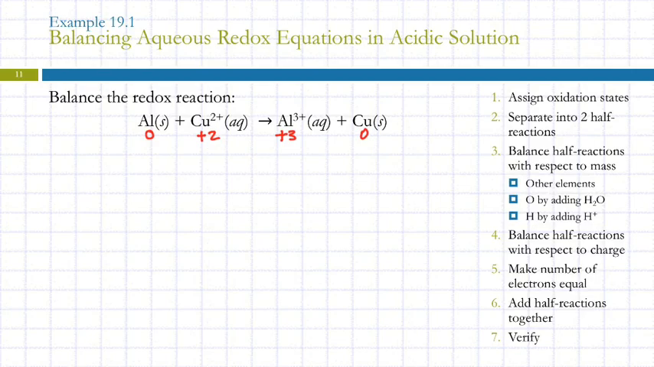So we need to separate these into two half reactions. Aluminum is going to be transformed into aluminum ion. There's no way we can make aluminum into copper, right? So the aluminums go together and the coppers go together. So aluminum solid is going to go to aluminum ion.